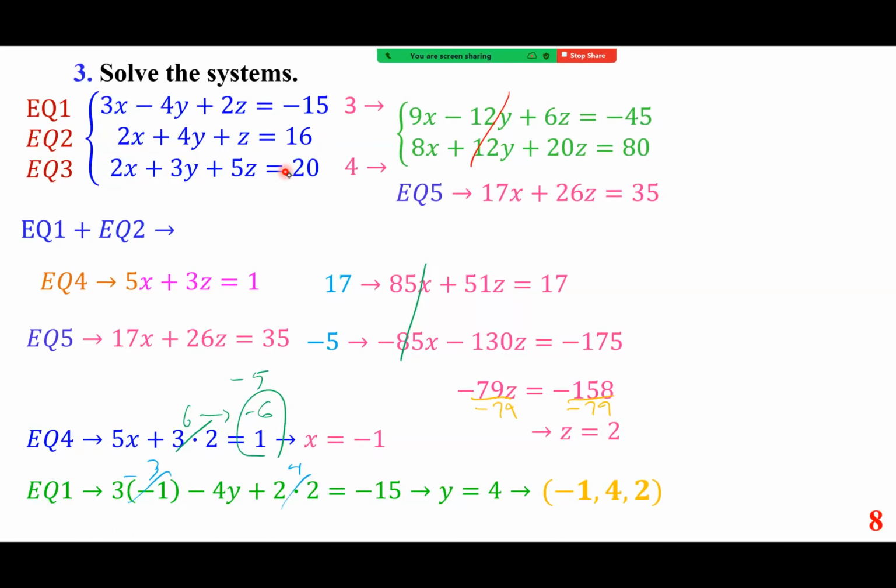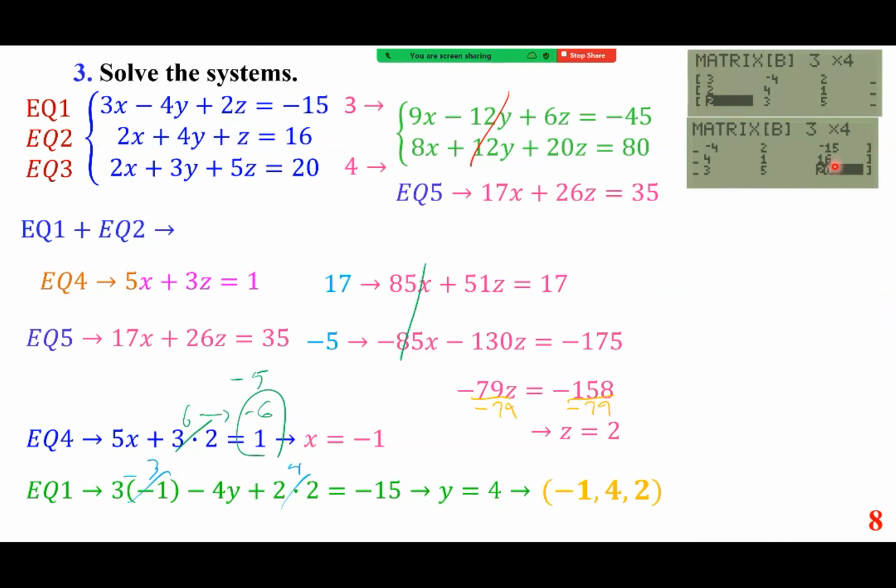Now, for a case like this, you may want to use matrices. So the augmented matrix has 1, 2, 3 rows and 1, 2, 3, 4 columns. So you put 3, 2, 2, minus 4, 4, 3, 2, 1, 5, minus 15, 16, 20. This is the augmented matrix. Okay, it can't show it here, but when I go to the next page, it can show you this. There wasn't enough room to show that.